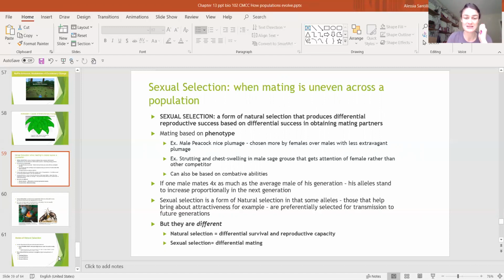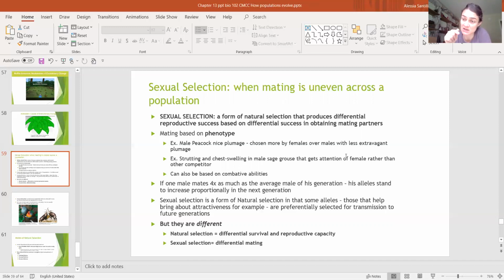Here I have an example of a male peacock with nice plumage. It has nice feathers, and is chosen more by the females over the males with less extravagant feathers. Why is this a big deal? Because even though the male peacock with the nice feathers is really elaborate looking and attracts all the females, it may actually have issues. It may not be the fastest peacock in flight. In fact, the fastest peacock is the one with the less extravagant plumage.